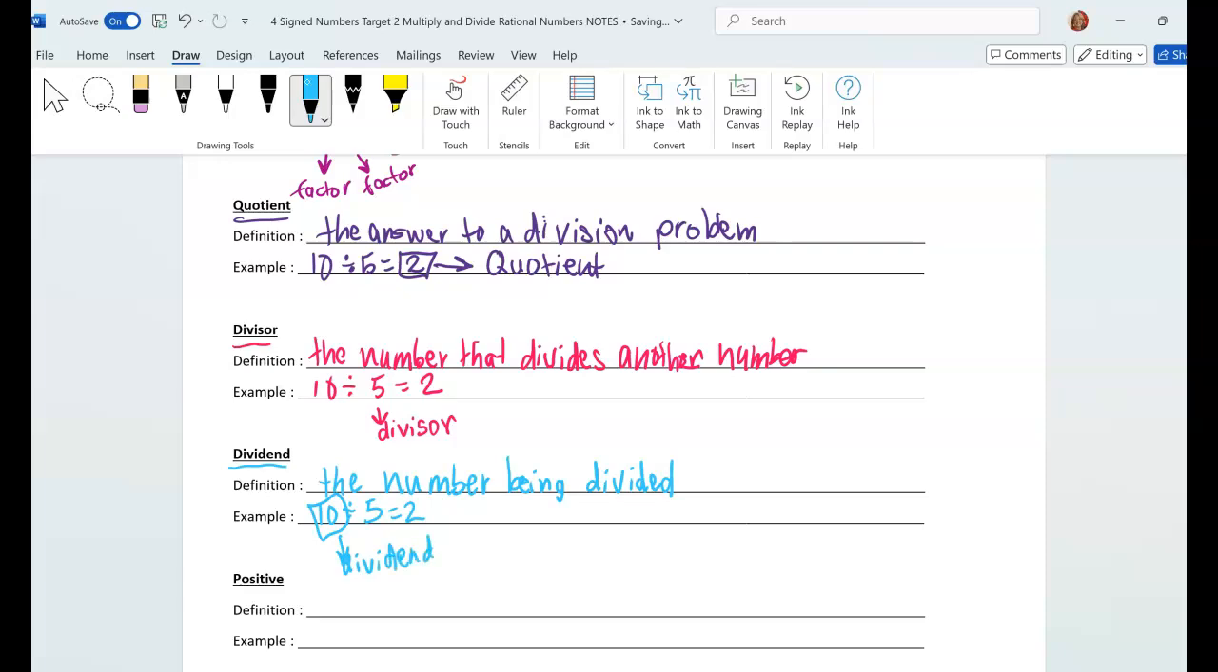Dividend. A way to remember that is dividend divided by divisor equals the quotient. Dividend, D-I-V-I-D-E-N-D, dividend divided by the divisor equals the quotient.